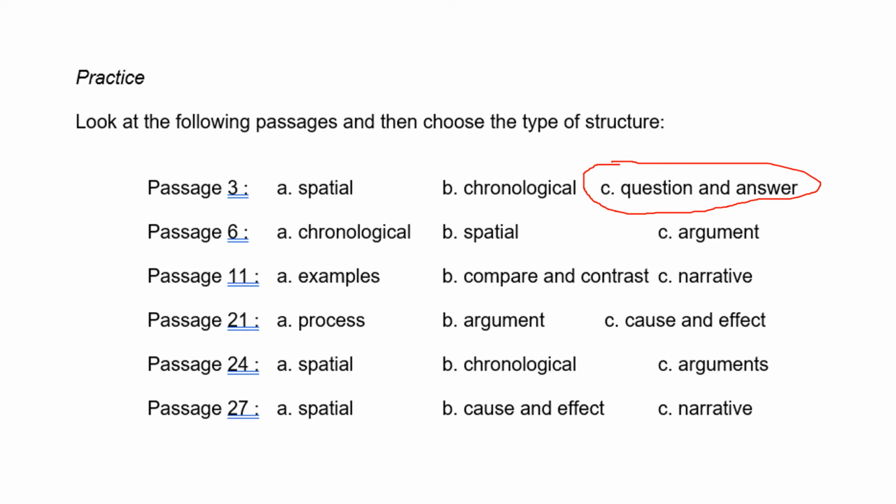Then go forward to passage number 6. Passage number 6 is the long way home. And we have the options of chronological, spatial, or argument. Well, what does it say? We've got about going great distances. It says they might be thousands of miles from home. And then it heads northward, looking for the fresh water where it spawned.